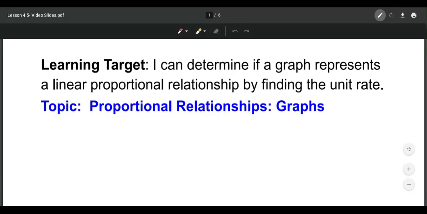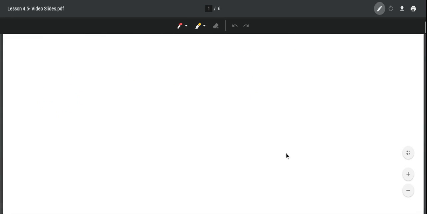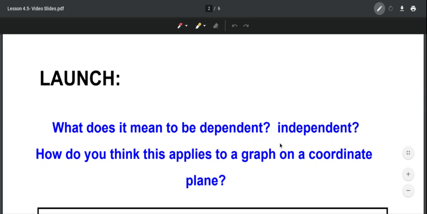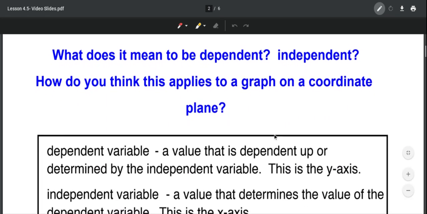In 4.5, we will be able to determine if a graph represents a linear proportional relationship by finding the unit rate. Let's begin by defining some terms. What does it mean to be dependent? What about independent? How do you think this applies to a graph on a coordinate plane? Let's take a look.